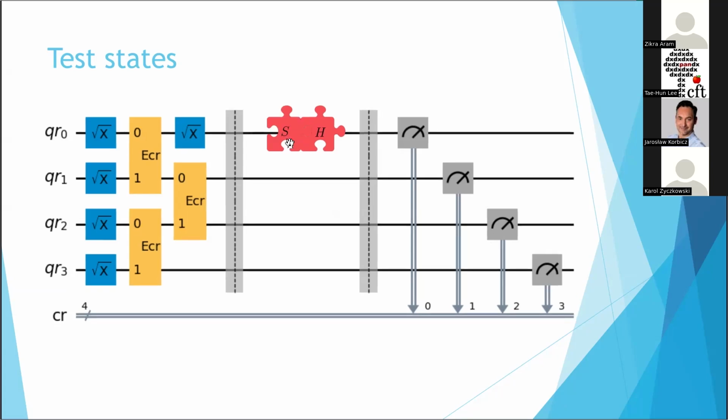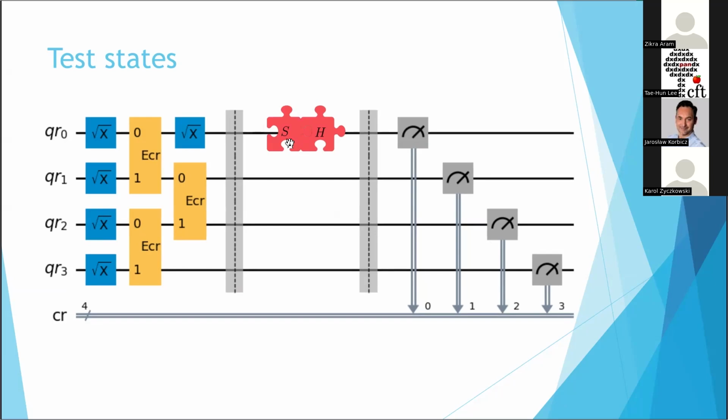Well, in fact, we apply the adjoint of this product, because we are only able to measure in the computational basis. So we apply the adjoint to make this rotation to the state, and then obtain the equivalent of the desired basis of measurement. And with all this information, we reconstruct the state.